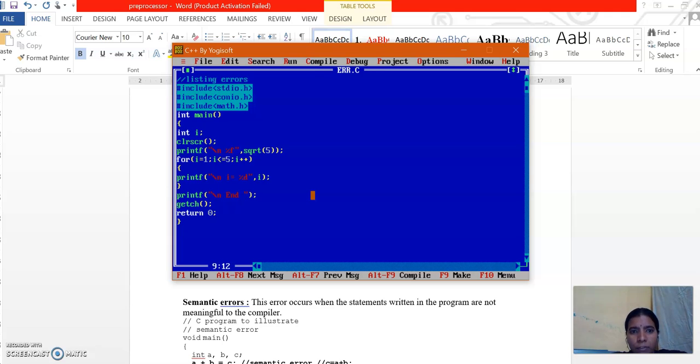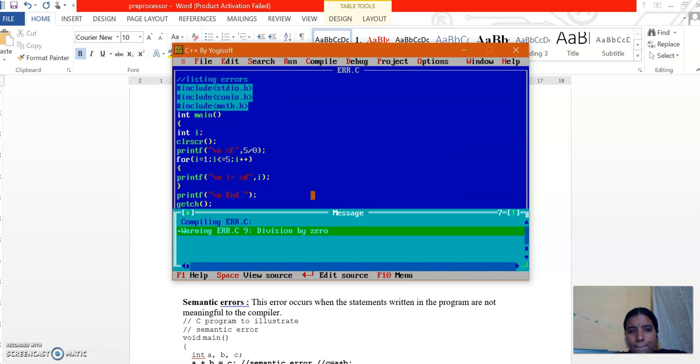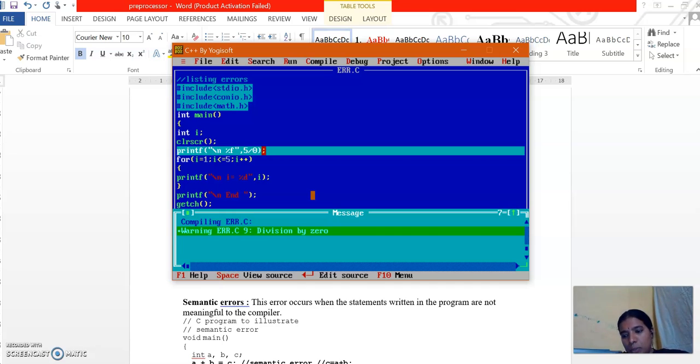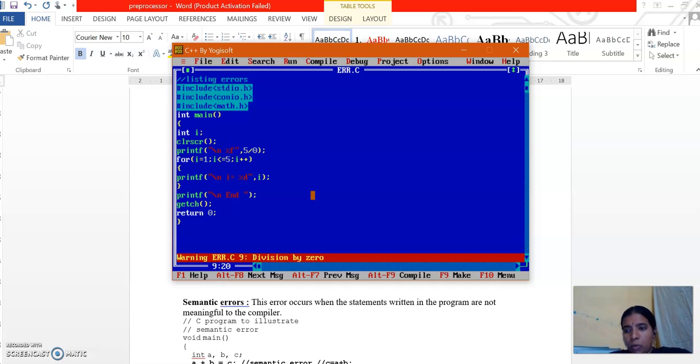Let's also try to find out the answer of a division by 0 operation. So I write 5 by 0. Let's check out what this gives us. Alt-F save, Alt-C compile: division by 0. This is a warning here, but when you read your values from the keyboard, it will definitely be an error, a runtime error. So be very careful. These are a few errors that we can see in a C program execution.